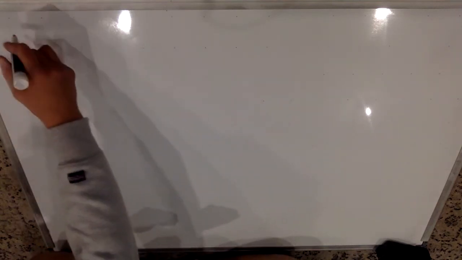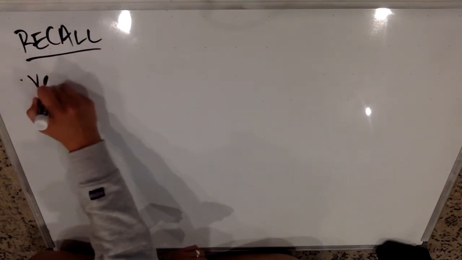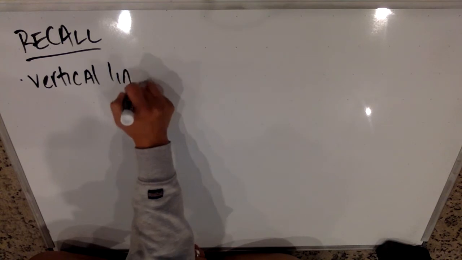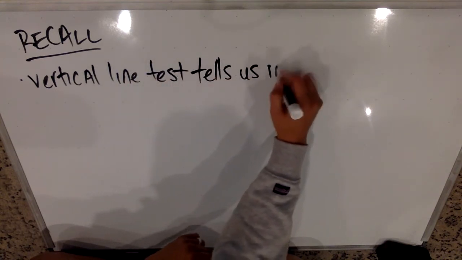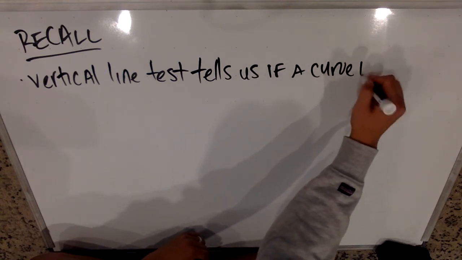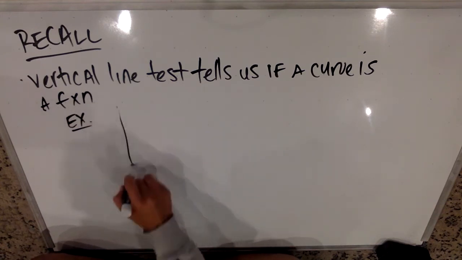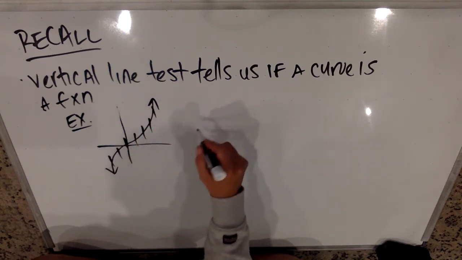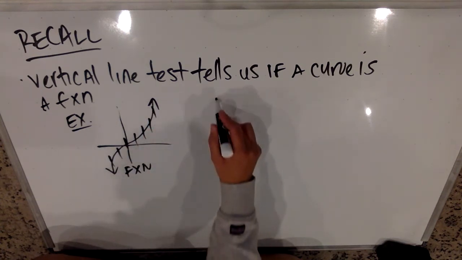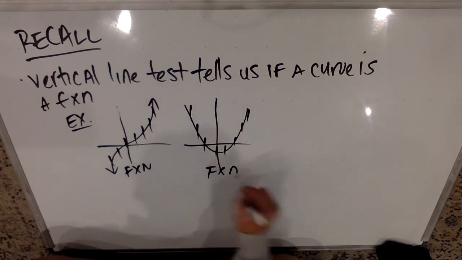So on page 120, just a quick review, recall the vertical line test tells us if a curve is a function. This one would be a function because the vertical lines only hit once. This one would also be a function because each vertical line only hits once.